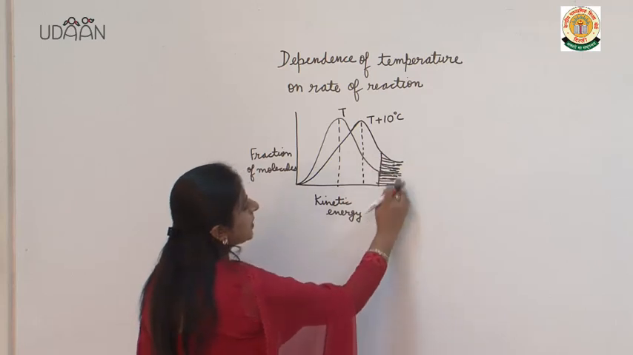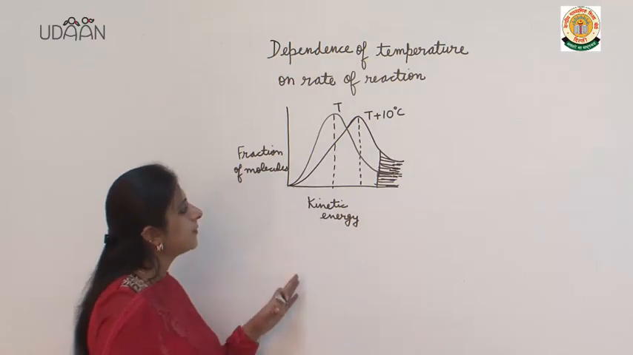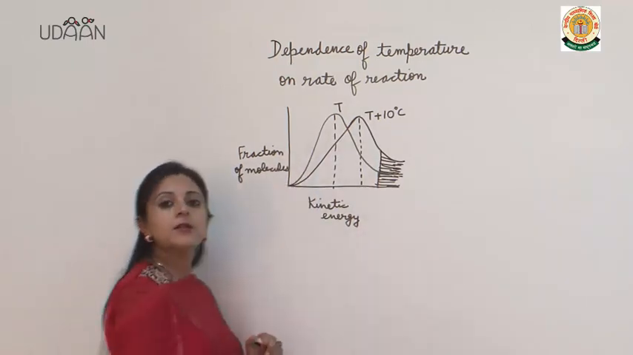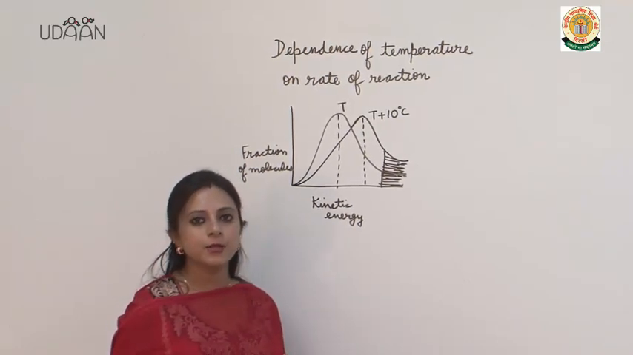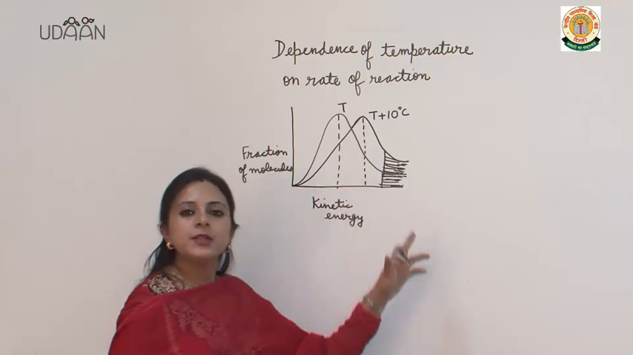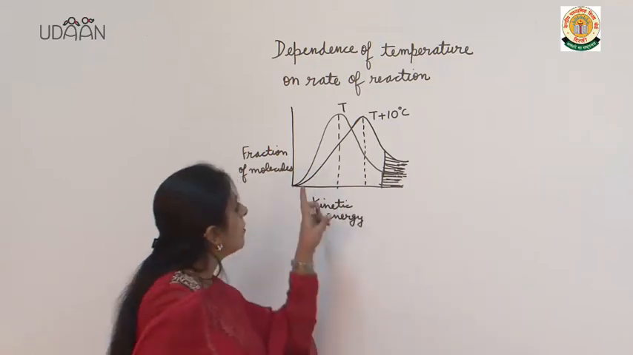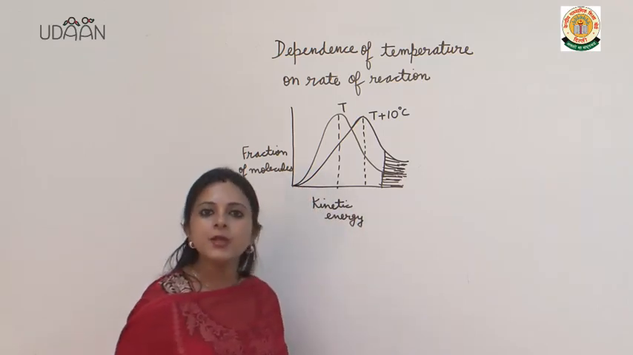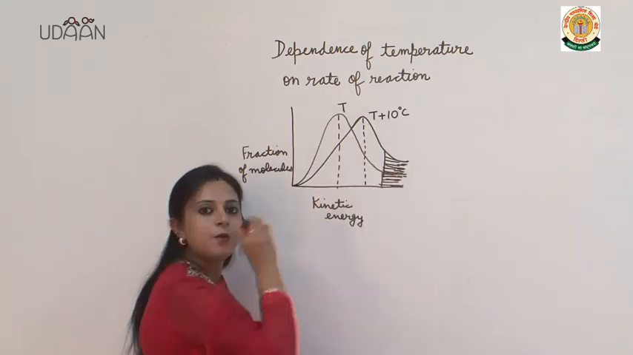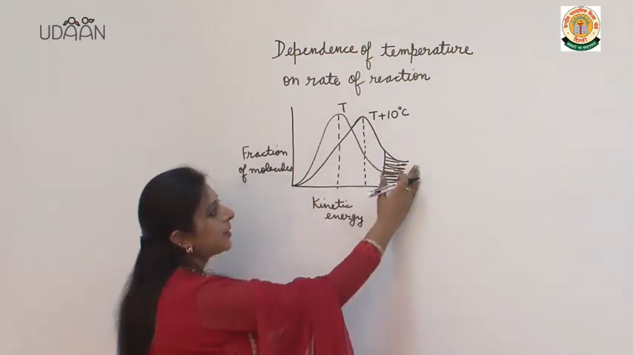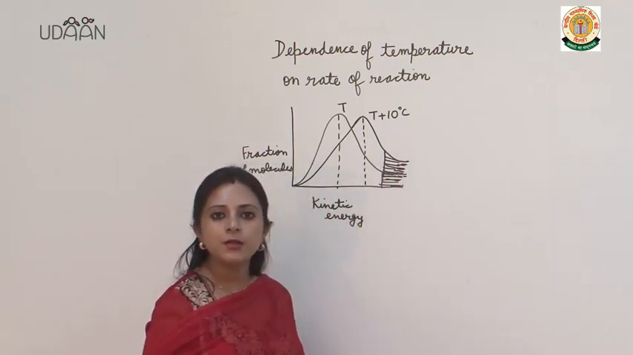This area, if you see, has become doubled. Now the interesting thing to note about this graph is this peak is the most probable kinetic energy which is possessed by maximum number of molecules. So even after increasing the temperature, the fraction of molecules which are possessing most probable kinetic energy will remain same, but on increasing the temperature by 10 degrees Celsius, the molecules which are possessing threshold energy becomes double. So that means the rate of reaction will become double.